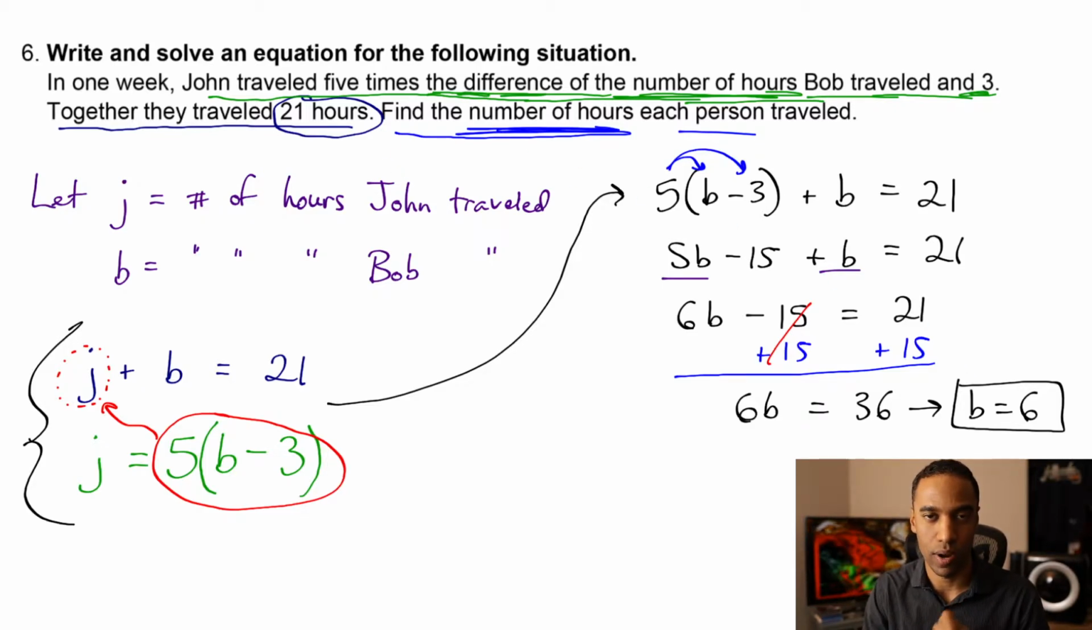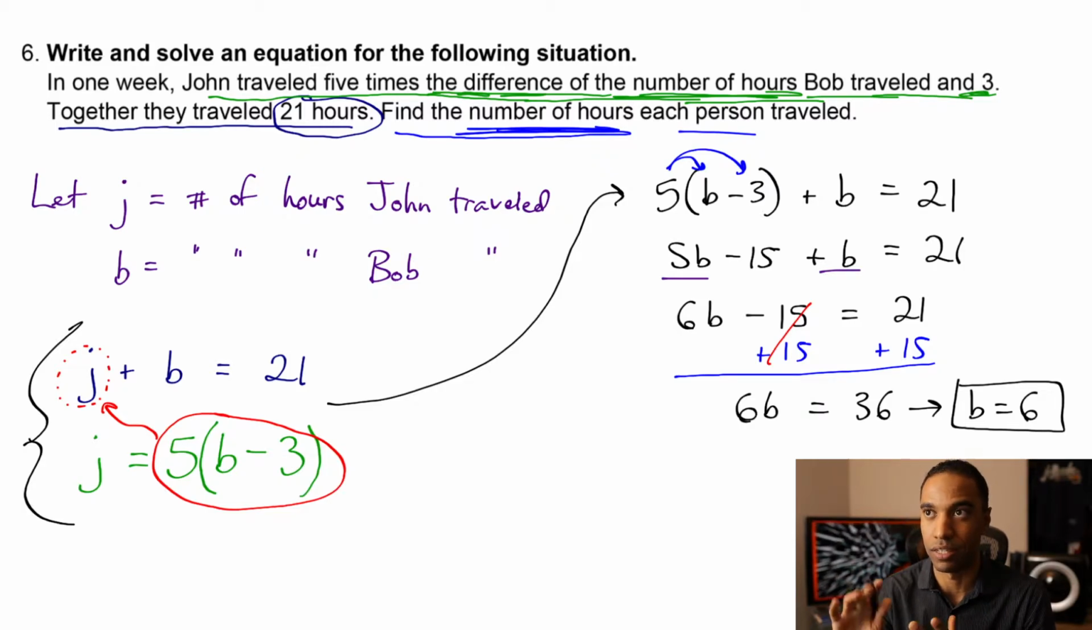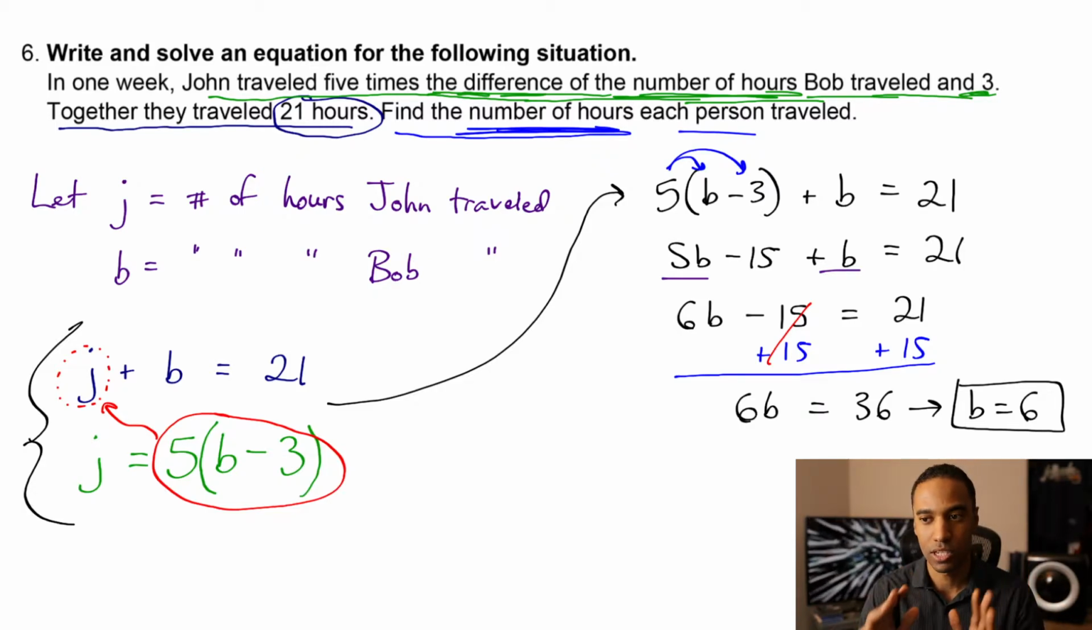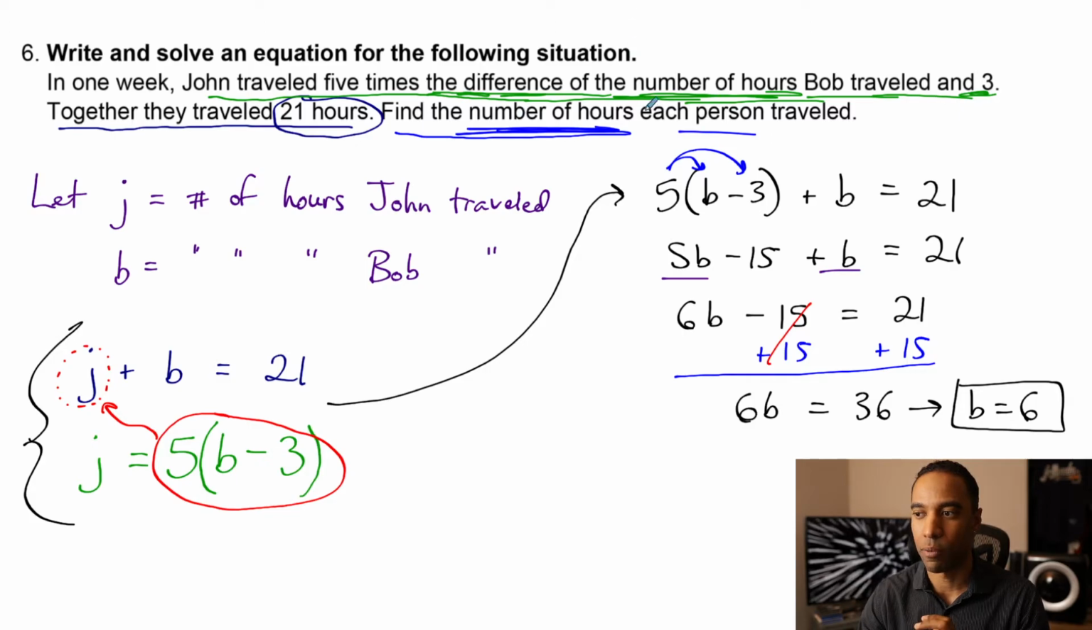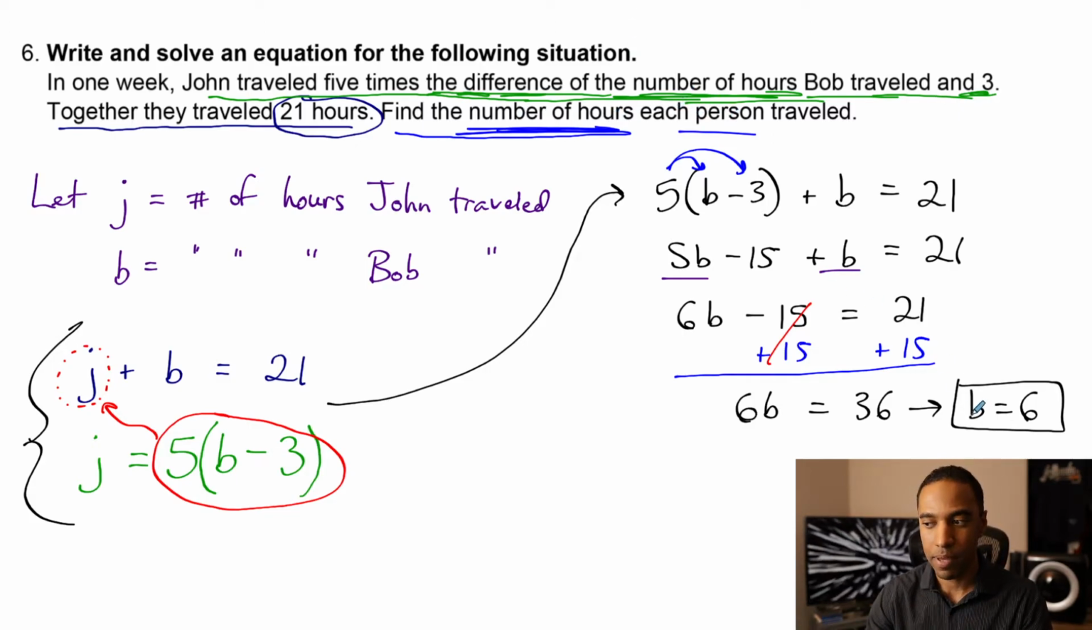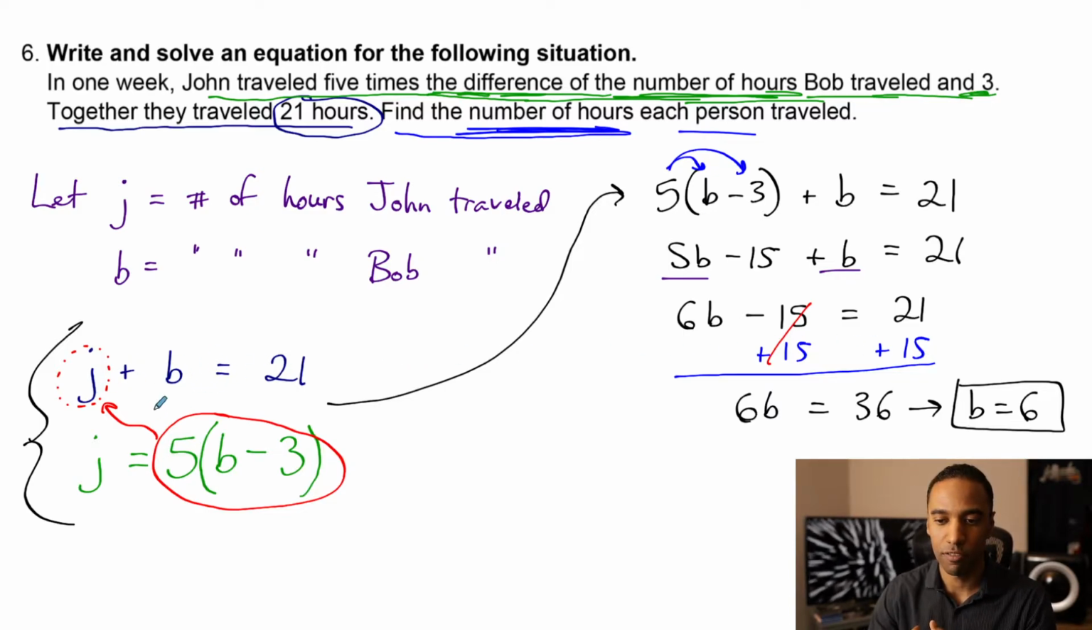Make sure that you answer the question being asked. All the previous questions said solve for your variable. This time it says find the number of hours each person traveled. So this one's a little different question. I got b equals 6. That helps me find out how many hours Bob traveled, though I still haven't stated it yet. And I don't know how many hours John has traveled yet. So how do we find out how many hours John has traveled now that we know Bob has traveled 6 hours?